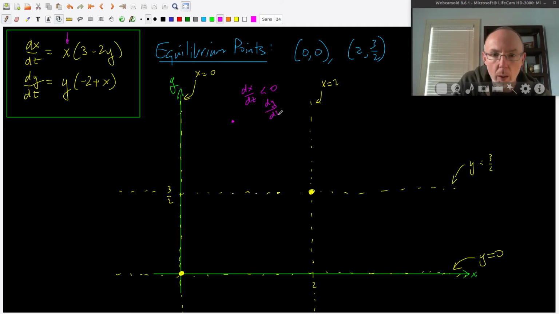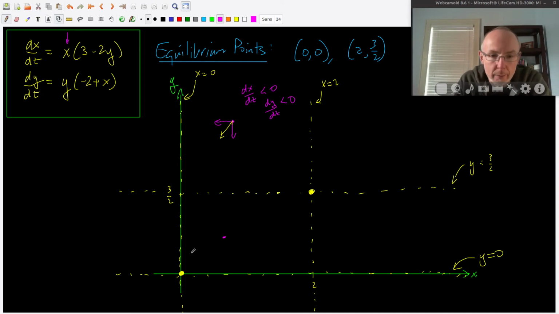What's happening to y? Well, in this region, again, x is between 0 and 2, so maybe it's 1. If I plug 1 in there, I get a negative. The y value here is positive, so this is also decreasing. So y is decreasing, x is decreasing. The overall motion in this region is down and to the left. And then we go through and do this in every region here.